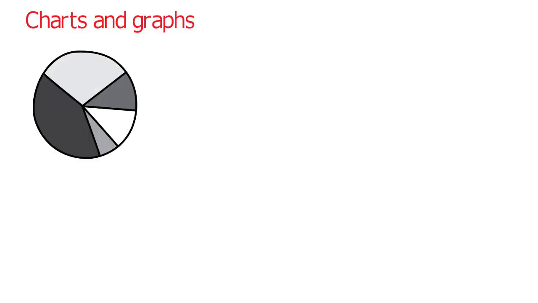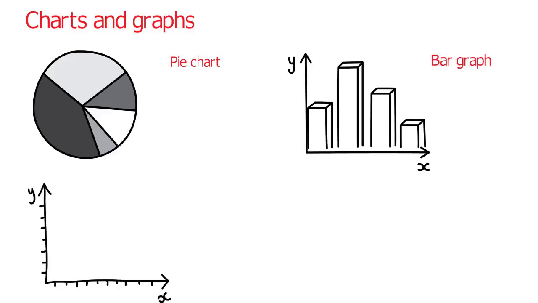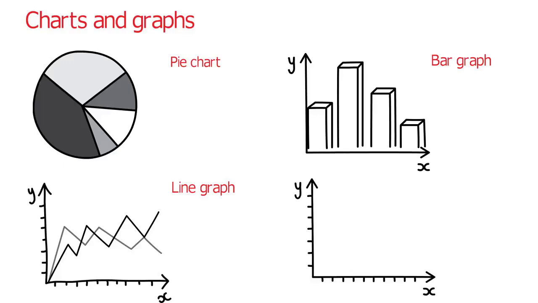There are four types of charts and graphs. These are a pie chart, which is called this because it looks a bit like something you can eat, a bar graph, because we use bars, a line graph, look, lines, and a scatter graph, which uses dots. Note that with the last three diagrams, we use the word graph and not chart.